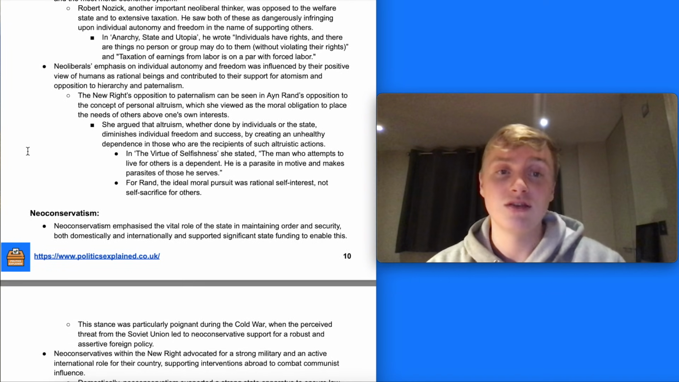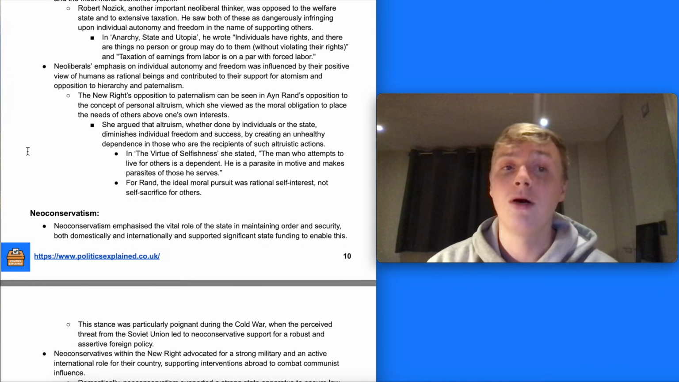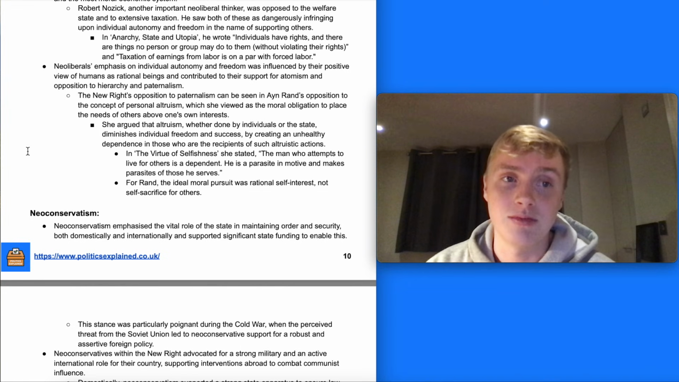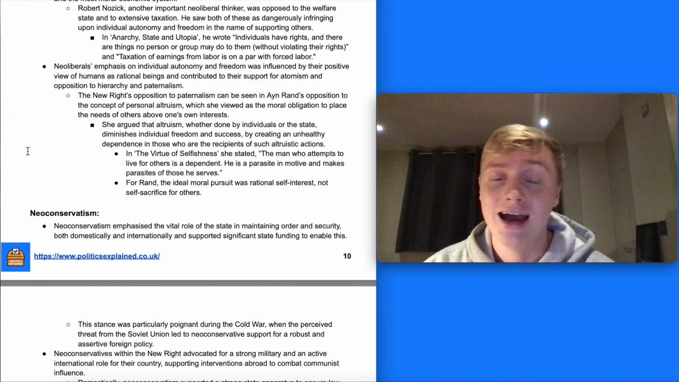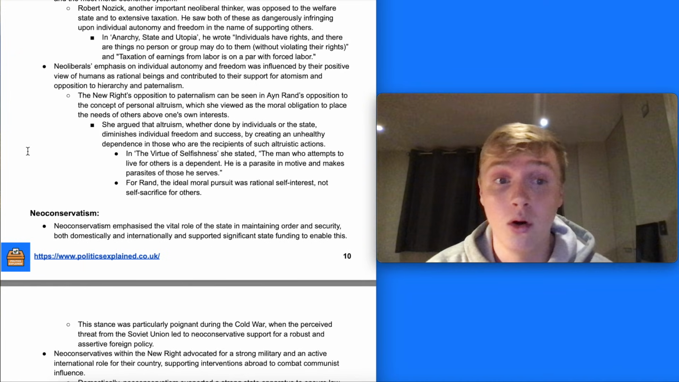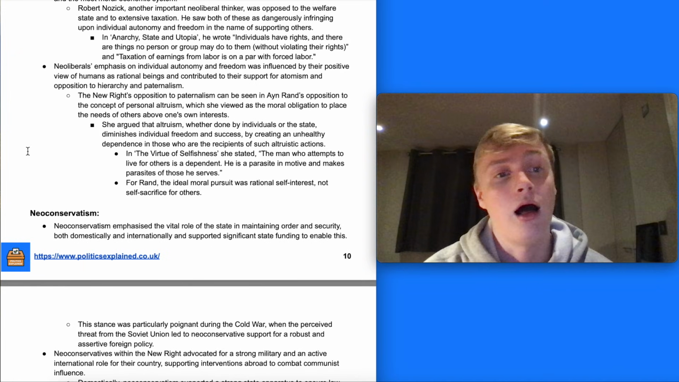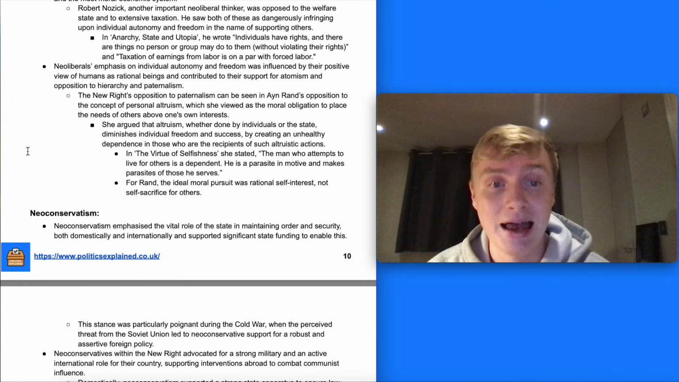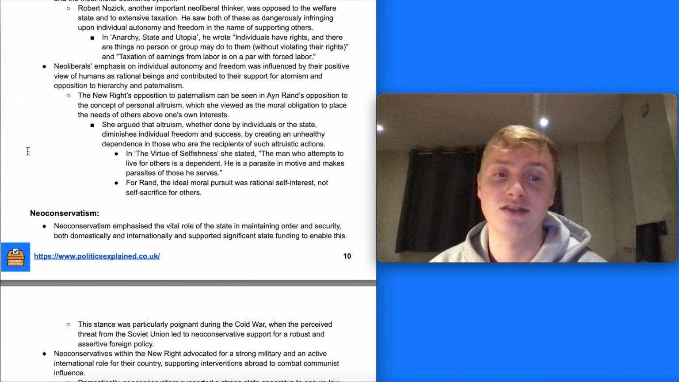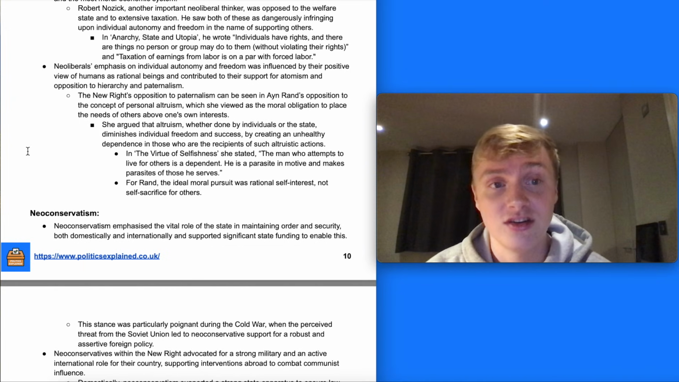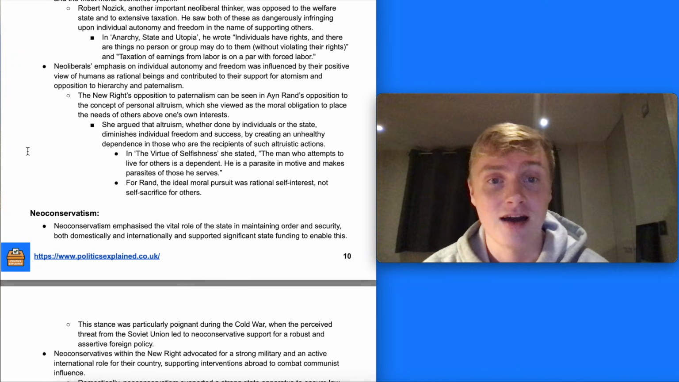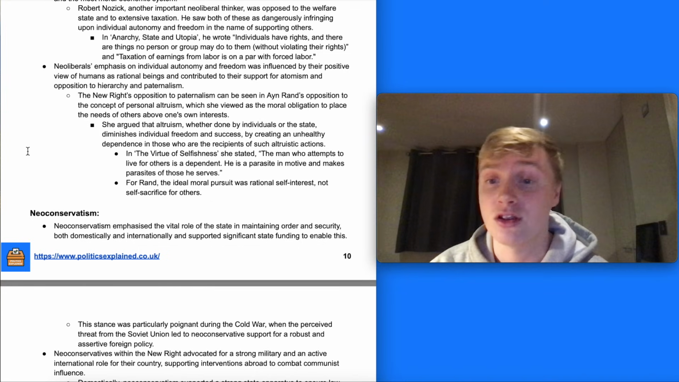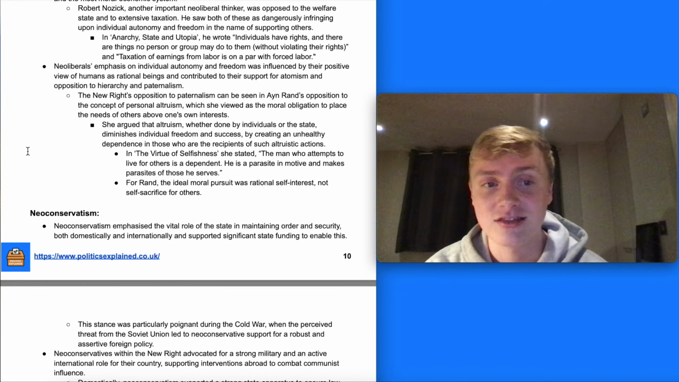So yes, a real emphasis on individual autonomy and freedom, and this was influenced by a more positive view of human nature as rational beings, and that contributed to their support for atomism and opposition to hierarchy and paternalism. Ayn Rand has a real opposition to paternalism and to personal altruism, so charity. She said in The Virtue of Selfishness, "The man who attempts to live for others is a dependent. He is a parasite in motive and makes parasites of those he serves." So she argued against personal altruism, against charity, because she believes it creates an unhealthy dependence in those who are supported. She ultimately believes that the real moral pursuit is individual freedom and self-interest, not self-sacrifice for others.